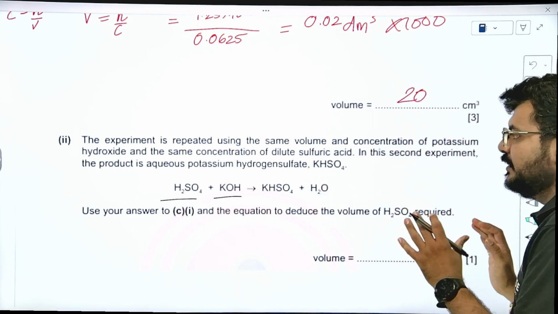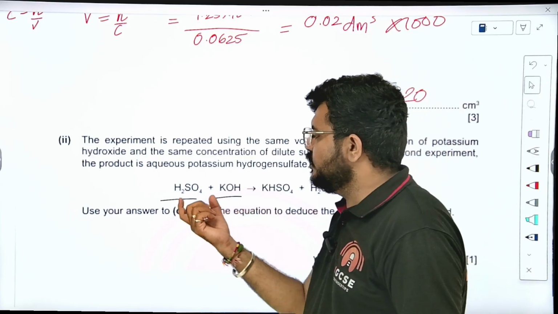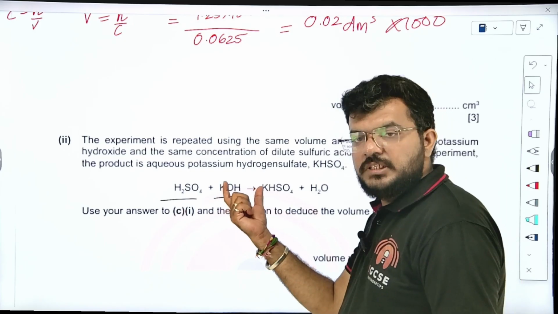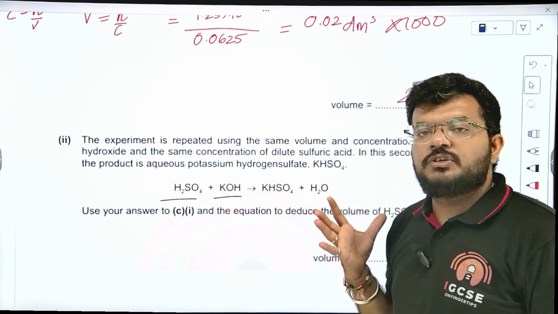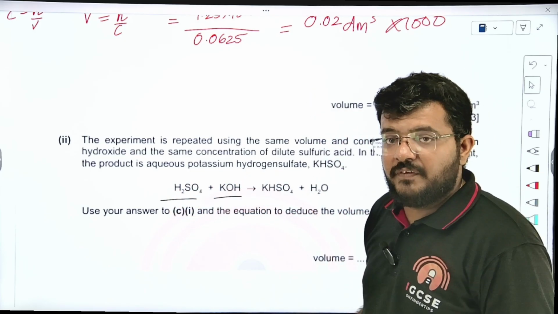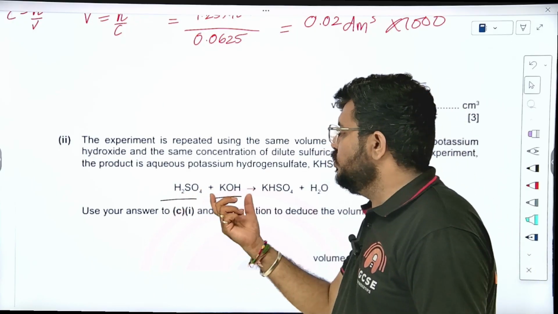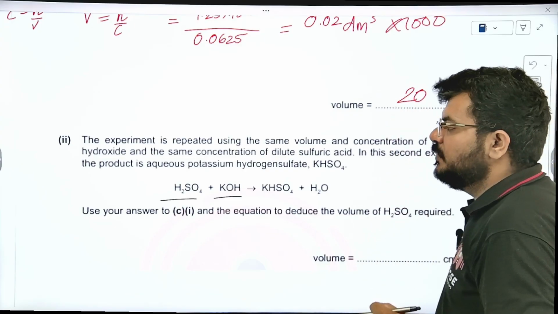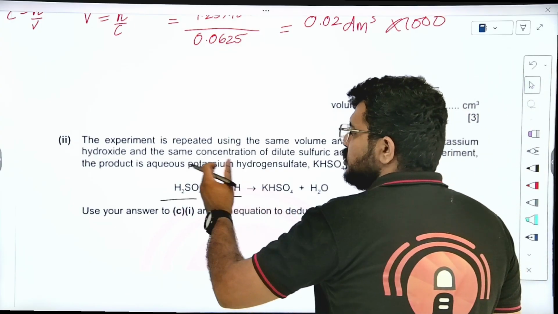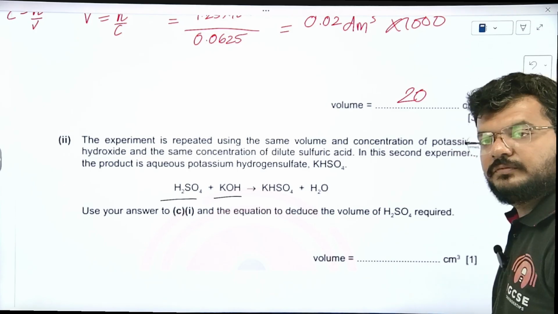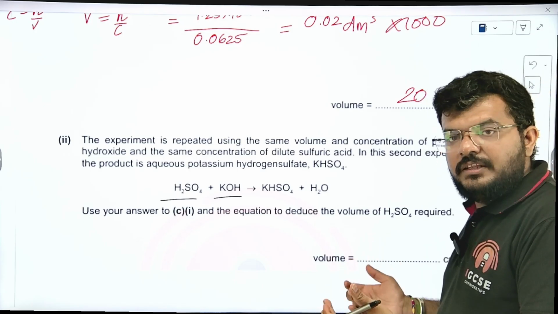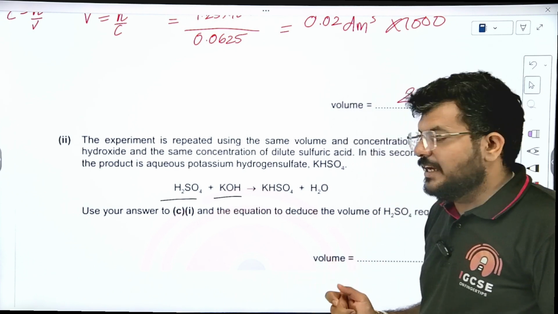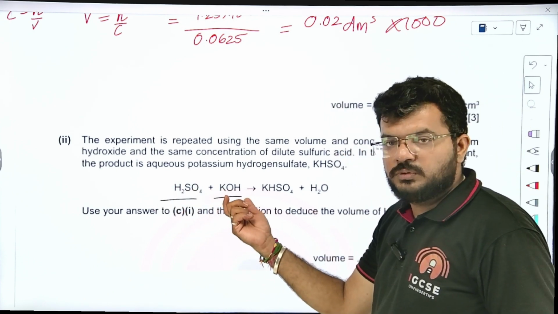Right? I'll repeat this again. When the reactant ratio was 1:2, 20 centimeter cube of H2SO4 was required. But now the ratio is 1:1. So if 20 was required before this, now almost equal will be required, right? In such a way that the number of moles become equal, right? To understand that 1:2, right?